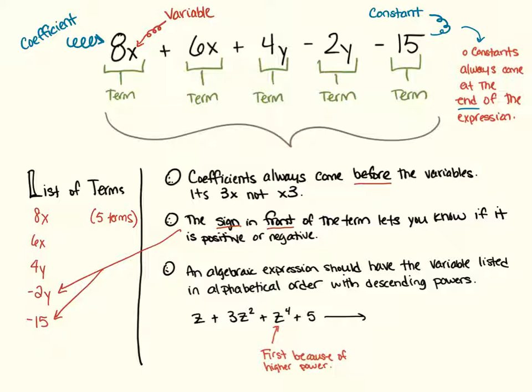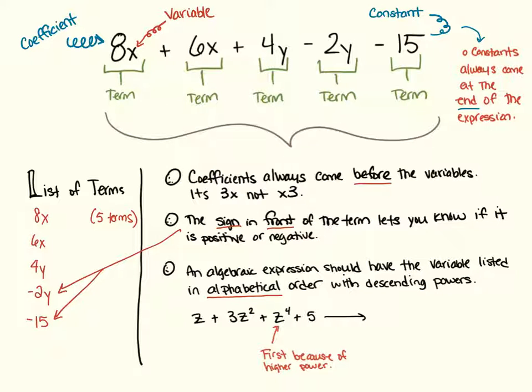Lastly, an algebraic expression should have the variables listed in alphabetical order. That means if you're dealing with more than one letter, you should write them in order alphabetically. Now, when it says order with descending powers, this is what it means if you look below.